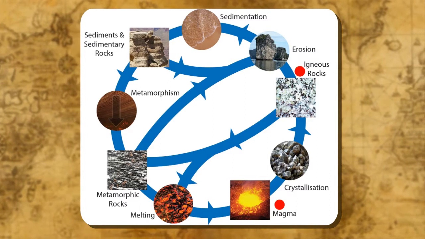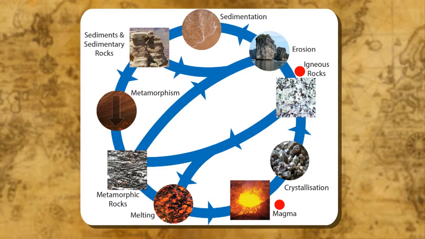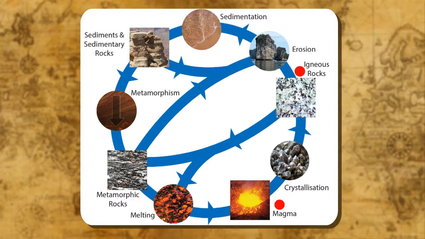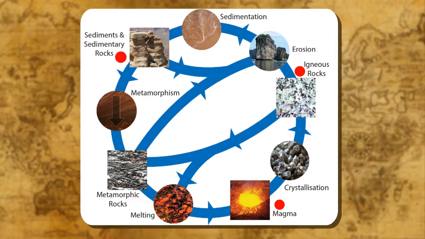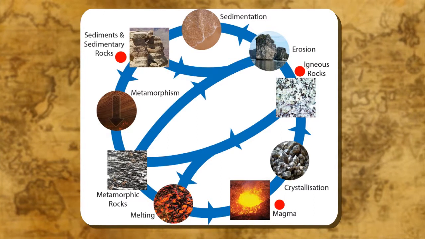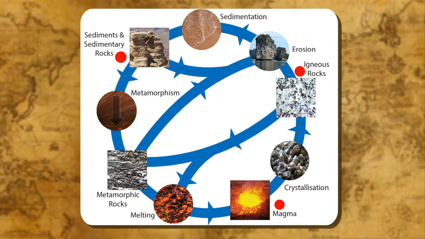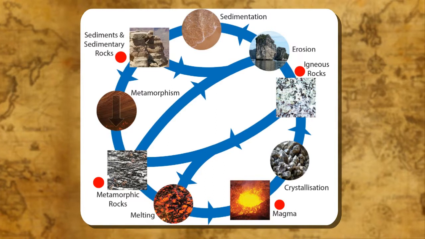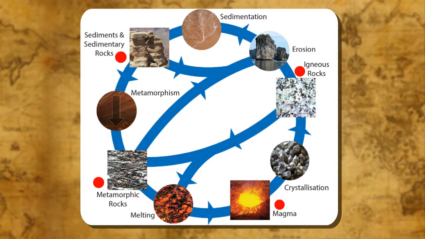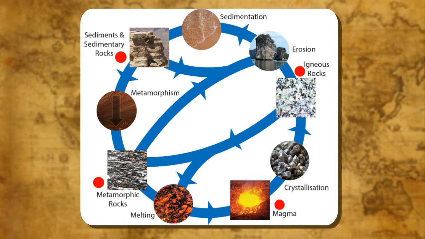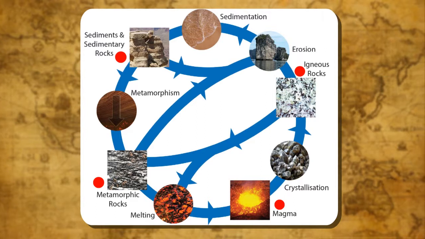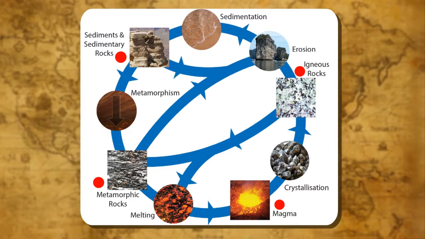These igneous rocks are broken down into small particles that are transported and deposited to form sedimentary rocks. When the igneous and sedimentary rocks are subjected to high heat and pressure, they change into metamorphic rocks. The metamorphic rocks, which are still under great heat and pressure, melt down to form molten magma. This molten magma can again cool down and solidify into igneous rocks.